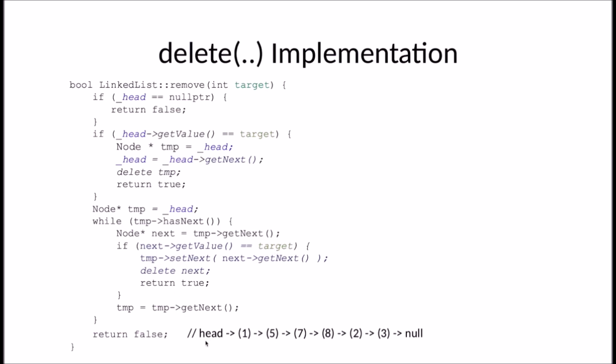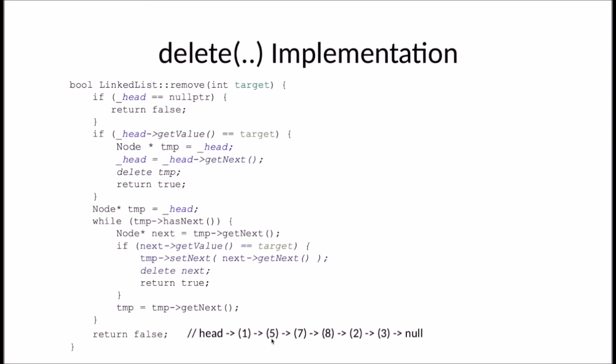So let's take a look at the bottom here. I have head. I create a temporary pointer that points to the head node. So this is the head pointer that points to 1. 1 is the head node. And I create a temporary pointer that also points to 1. This is the line up here. Now I check, does temp, does 1 have a next node? Yes, it does, which is 5. Then with temp.getNext, I get the 5 node. I store it in the variable next. So next points to 5, temp still points to 1.